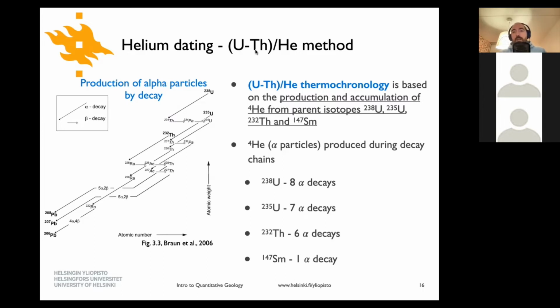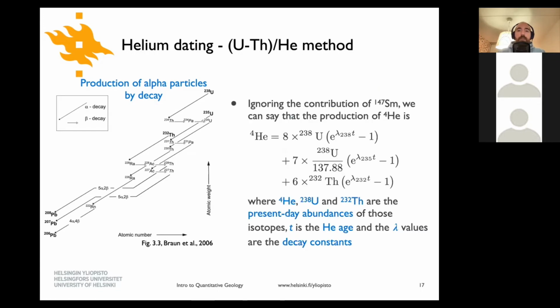So that's why it's not listed up here as uranium, thorium. It's sometimes listed as samarium here, but it's not as much of a source of helium as the others. So sometimes it's even excluded in the name of the method. But that's the basic idea. These are all radioactive parent isotopes, and they produce helium by alpha decay.